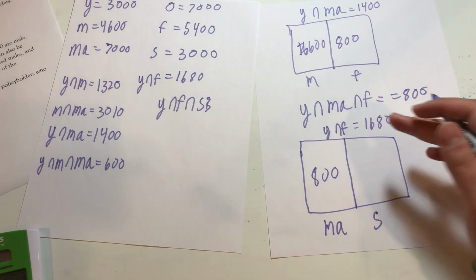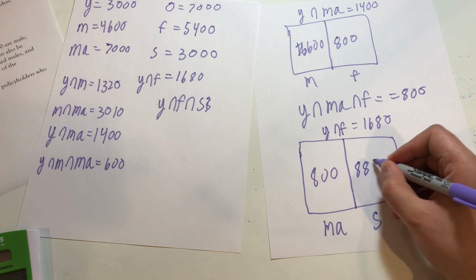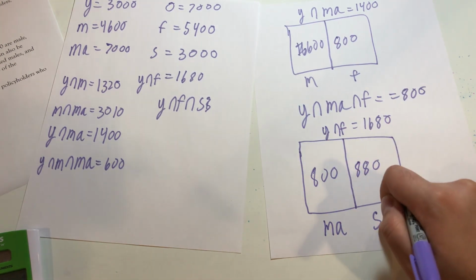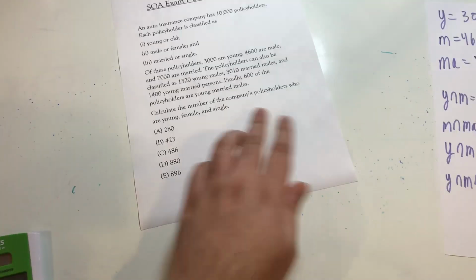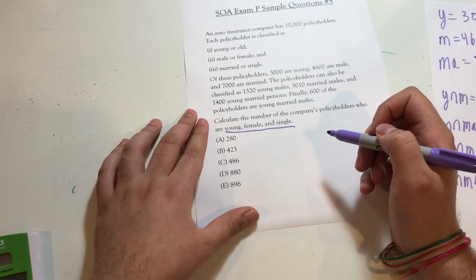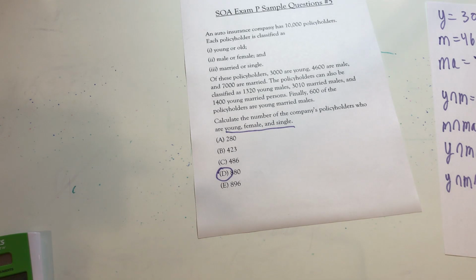That means in this box, there should be 880 left that are young, single females, which is exactly what our question is asking us to find. So the answer is 880.